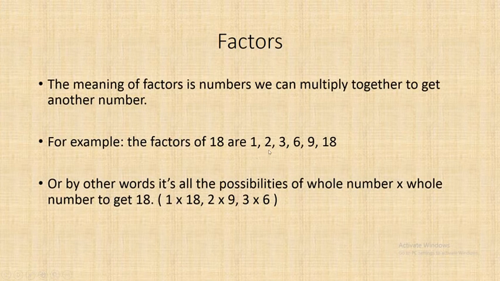For example, here it's the 18, it's 1 times 18, so the factors are 1, 18. 2 times 9, which is going to be here in the factors, 2 and 9. And after that, 3 times 6, which is going to be 3 and 6. So the factors of 18 are 1, 2, 3, 6, 9, and 18.